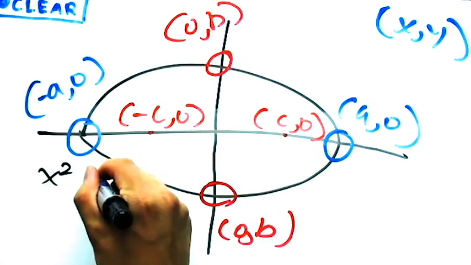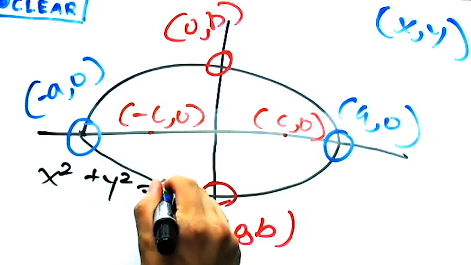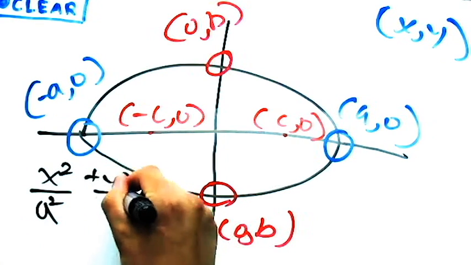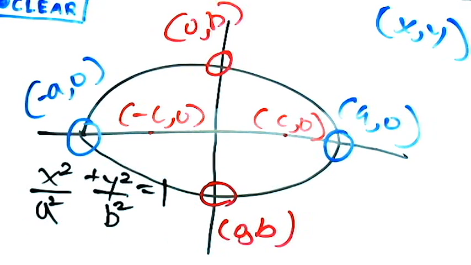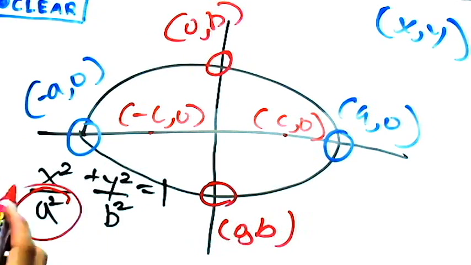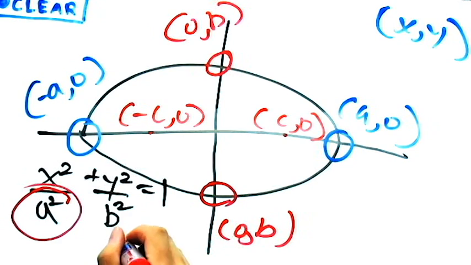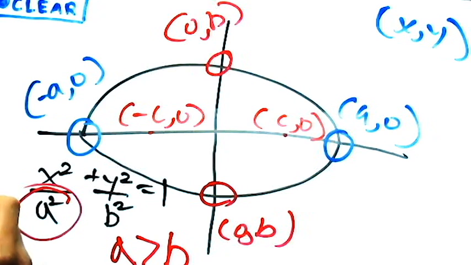The equation for this would be x squared over a squared plus y squared over b squared equals 1. As you can see, the a squared is under the x squared, which means that a is always greater than b. Therefore, since the a squared is under the x squared, it is a horizontal equation, because the x squared is the major axis.